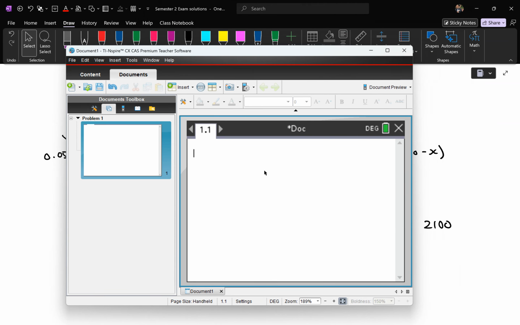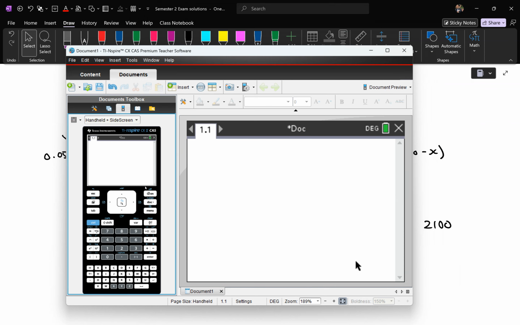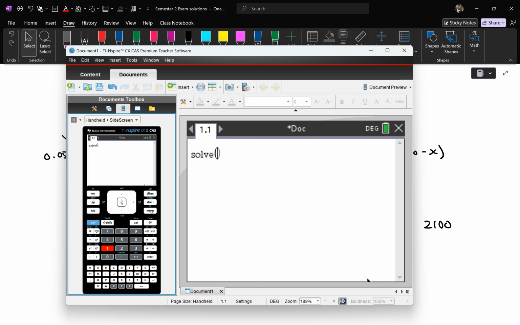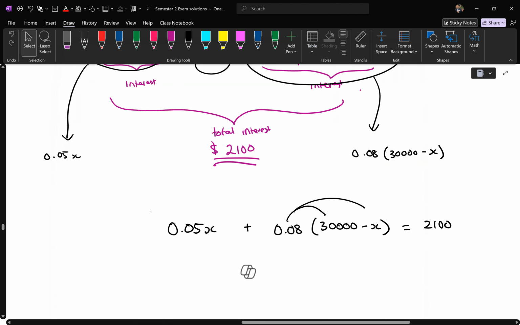Okay, here we go. We want to solve, and you can just go to your calculator and do it all in one go. Go menu, algebra, so menu 3.1, which is solve. You can just type in 0.05 times X. Make sure to put the times in. It's a good habit, because without the times, the calculator doesn't know the difference between X and the other letters. Then plus 0.08, 8% of, times 30,000 minus X, equals 2,100, comma X. Why did I do comma X? Because that just means solve for X. That gives me X is equal to $10,000.